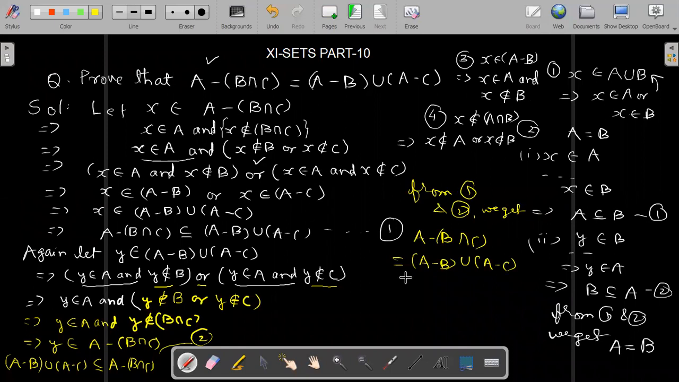So this type of equation we have to prove. For proving, we have to do like this. So there are many proving things there.